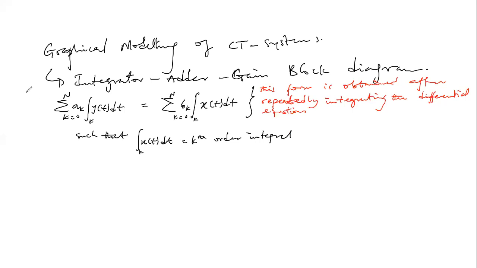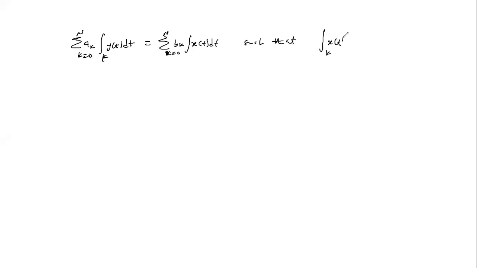So let's wipe this so that I have more space. So we're now going to look at the canonical form given the summation k equal to 0 to n, a sub k integral y of t dt, for k, is the same as the summation k equal to 0 to n, b sub k integral s of t dt, such that this integral s of t dt is the same as the kth order integral.